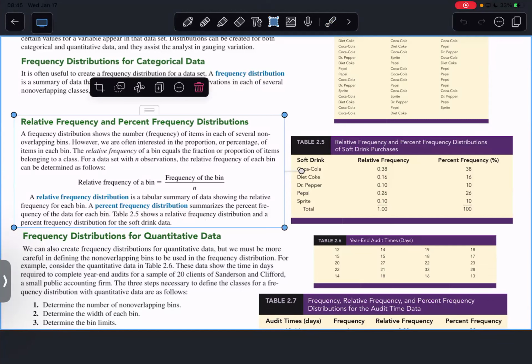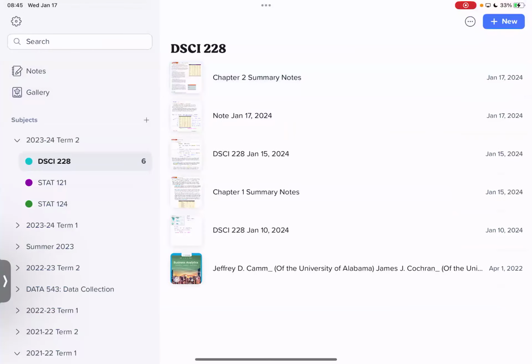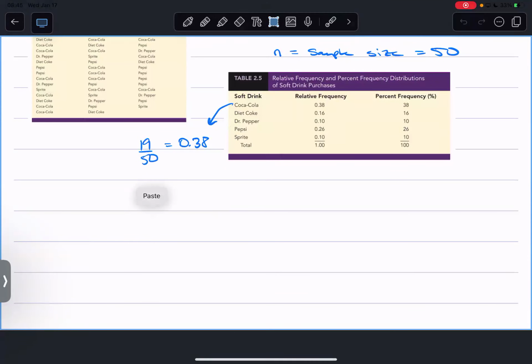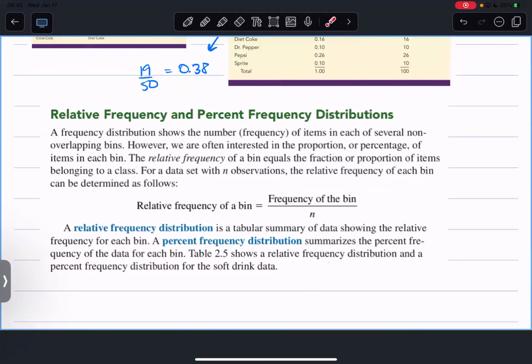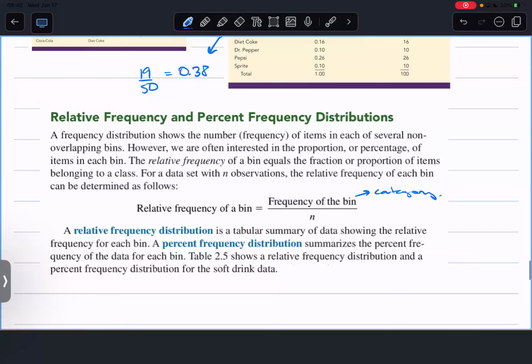So the relative frequency is the frequency of, we'll call it, the bin or the category. I think they use bin because it matches the terminology that we use for quantitative data, where we also talk about bins. But in this case, I think it makes a little bit more sense to talk about the category.